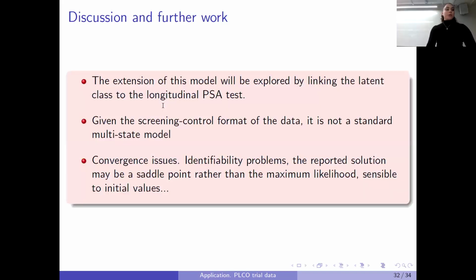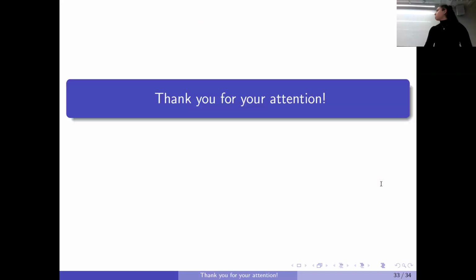To sum up, because I'm running out of time, the next step is to link this latent class to the longitudinal PSA test. Given the screening control format of the data, this is not a standard multi-state model. And as I mentioned before, we can face convergence issues, identifiability problems, or it can also be sensitive to initial values. And yes, that's all. Thank you for your attention.